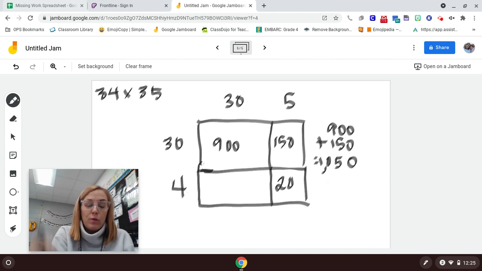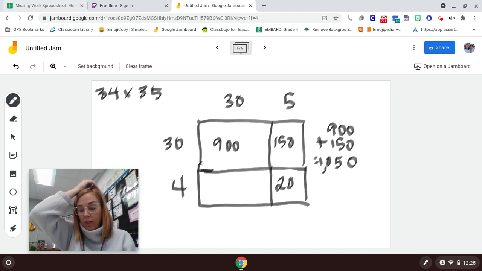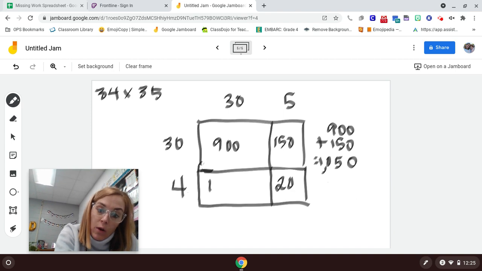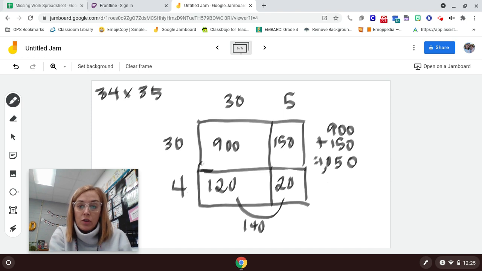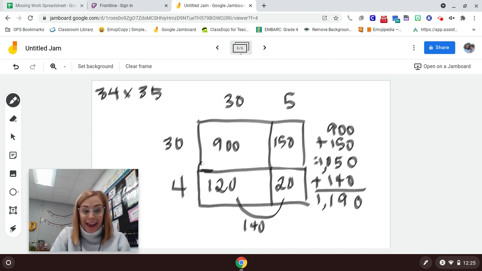And then I have to do the 4 times 30. Well, I know that 4 times 3 is 12, and then if I put my 0 on the end, it's 120. So now if I add 120 and 20 together, I get 140. I already have that 900 plus 150 equals 1050, and now I just have to add 140 to that. So I have 0, 9, 1, 1. So now he has 1,190 total chairs.